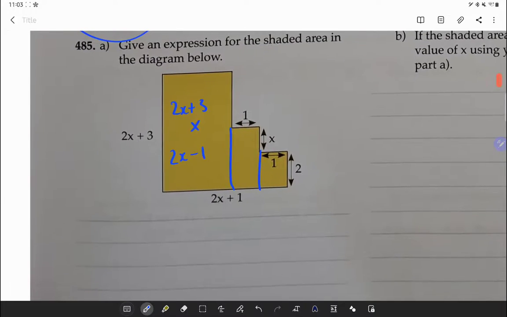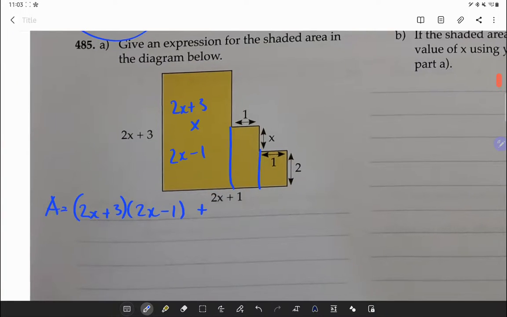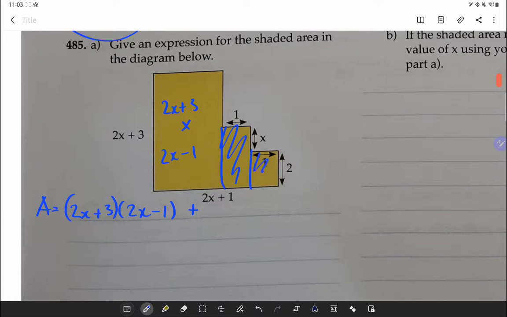Let's do that. So I just need an expression. I don't even need to work it out. I just need an expression for this. It's 2x plus 3 times, bracket, the area is 2x minus 1, right? That's this thing here. Plus, now we are adding these areas up.